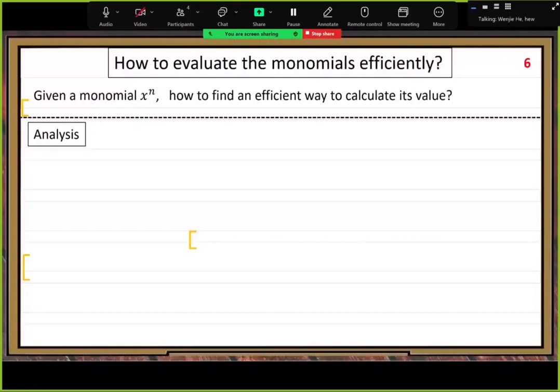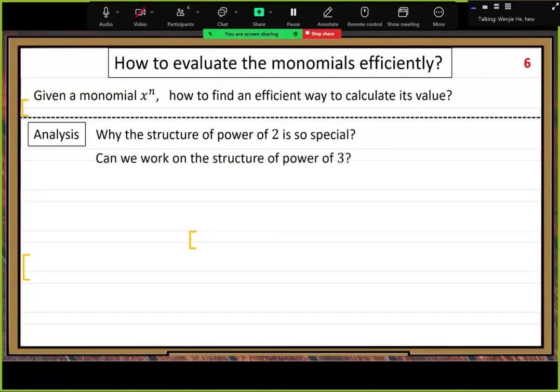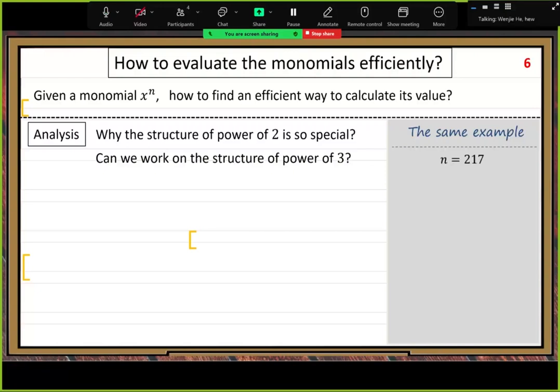Why is the structure of power of 2 so special? Can we work on the structure of power of 3? Well, we can try it. We can see how much we can do using powers of 3. Let's work on the same example and see what result we can get. N equals 217.